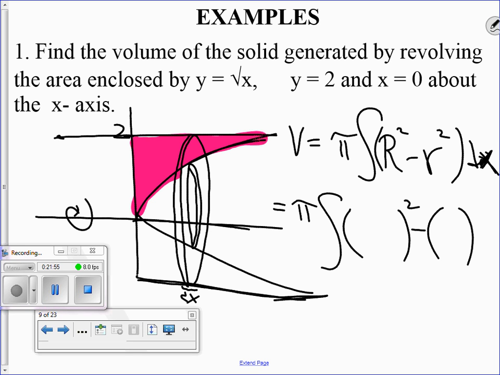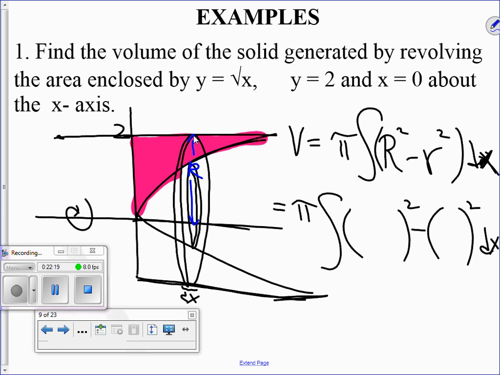See, I'm setting up my squares. I don't want to even think about forgetting them. Now, big R, that's the radius of the whole thing. That's the distance from the axis of rotation to the outside of the shaded region. All right, that's this distance. I'm going to label it here. So it's that whole distance from the axis of rotation to the outside.